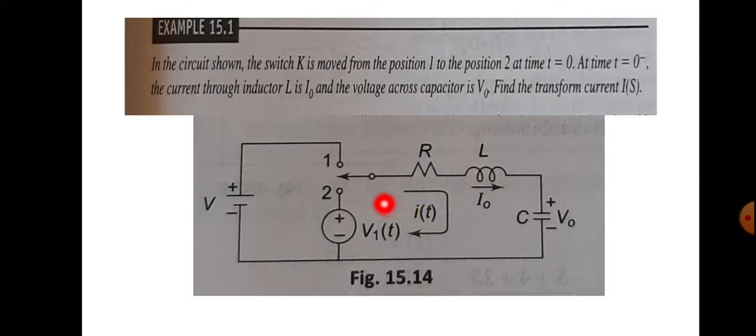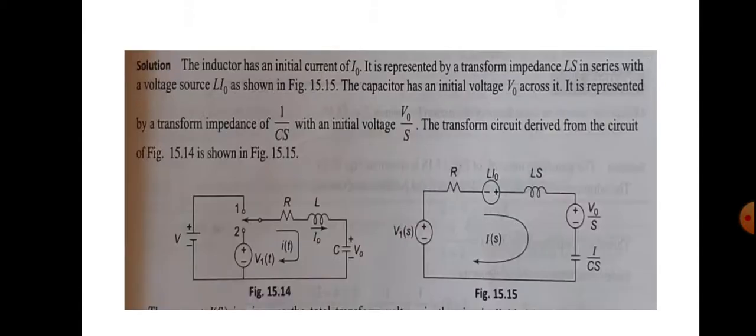First of all, you have to draw the transformed S domain circuit of this figure, when the switch is connected to position 2. There will be a resistor, inductor and capacitor, but we know that when an inductor is transformed, it becomes a series combination of a voltage source and an impedance. Similarly, when a capacitor is transformed in S domain, it will be a series combination of a voltage source and an impedance. So you can draw the circuit.